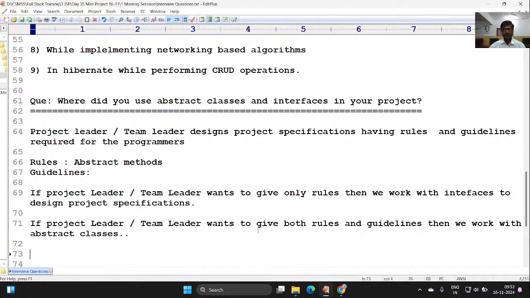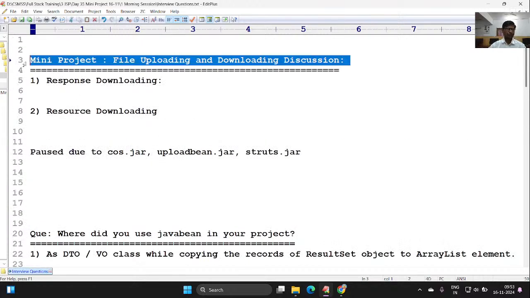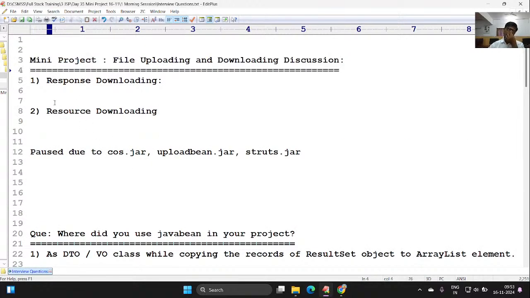Okay, fine. Next, we shall see about a mini project. So let me arrange some of the jars. And once I arrange the jars, then we shall see about this mini project. Okay.